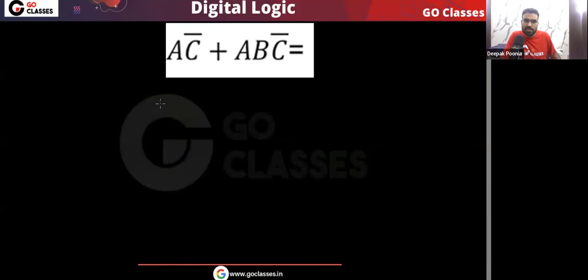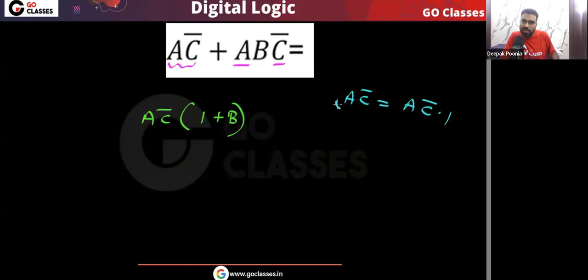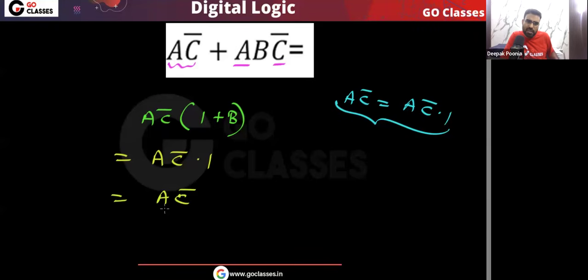Let's simplify this expression, A C bar or A B C bar. Here again what we can do, we can take A C bar out. If we take this A C bar out, then we will get 1 or B. Because remember, this A C bar I can write like this, A C bar and 1. So if I take this A C bar out, then inside I will get 1 or B. 1 or B is same as 1. So I will get A C bar and 1. And alpha and 1 is same as alpha. So finally I will get A C bar. Very simple.